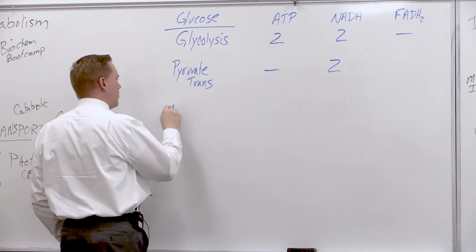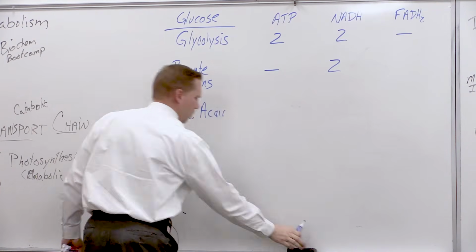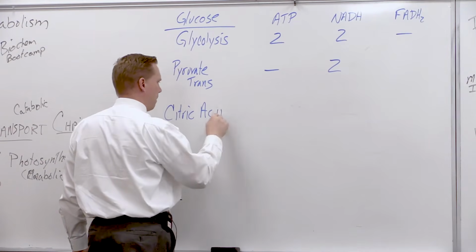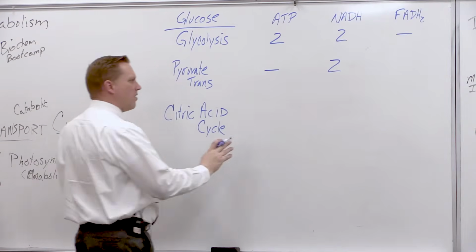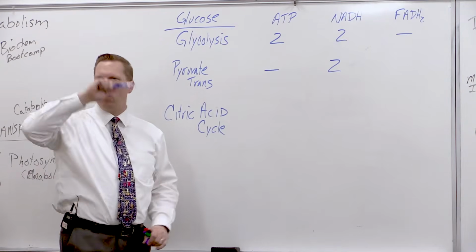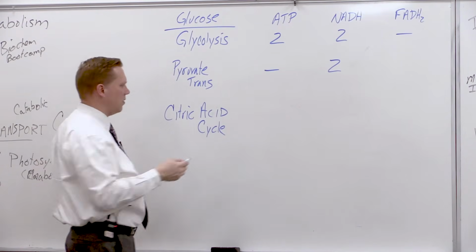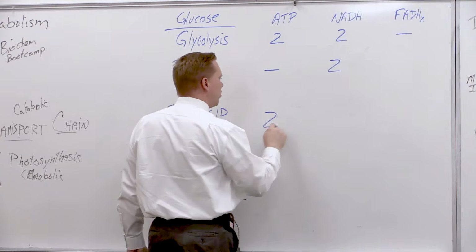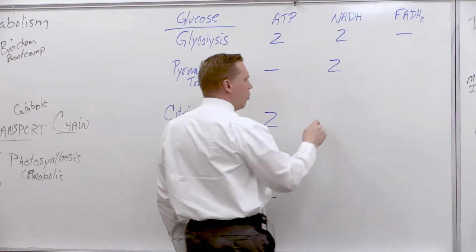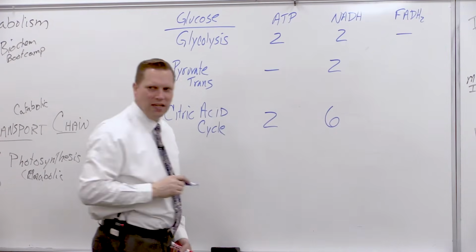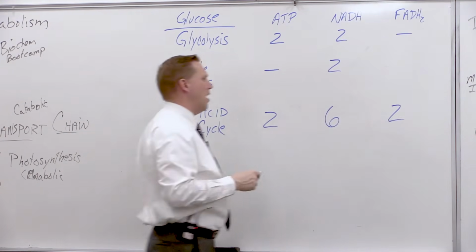We ran the citric acid cycle. Per glucose, we have to run the citric acid cycle twice around because we had 2 acetyl-CoAs. So we're going to get 2 ATPs out of the citric acid cycle. We're going to get a total of 6 NADHs as we run that through twice. And here's where we get our first 2 FADH2s.